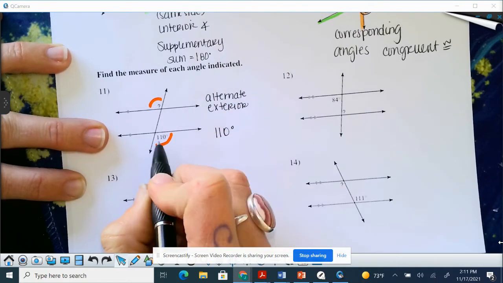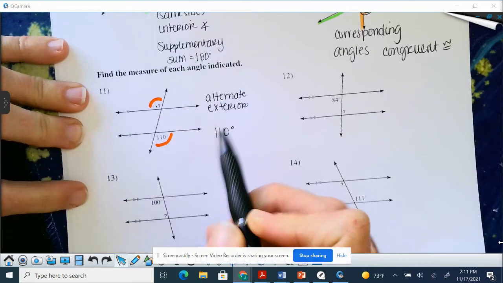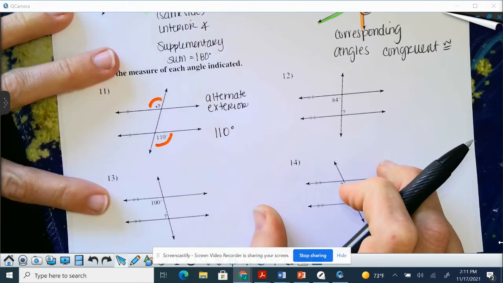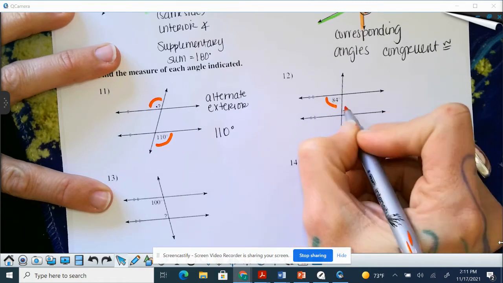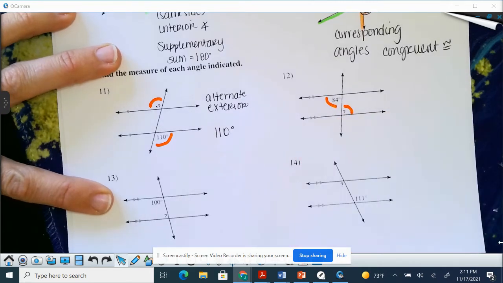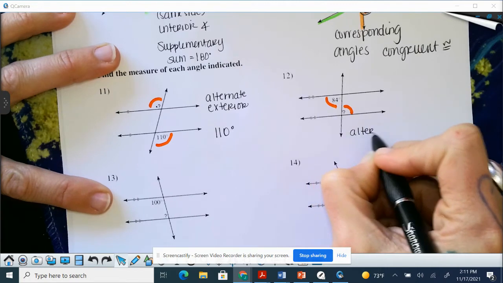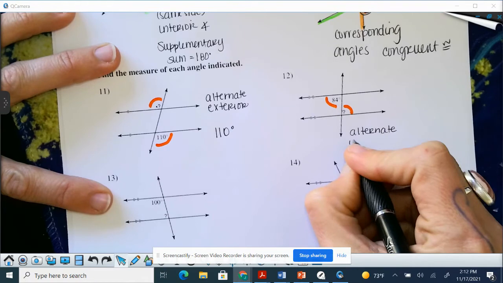Because this angle is 110 degrees, we know that angle is 110 degrees based off alternate exterior angle theorems. So that rule. Looking at number 12. So again, we are looking at the two parallel lines cut by a transversal, and we want to compare these two angles. So they alternate. So we know it's alternate. And they're on the inside of the two parallel lines, so interior.